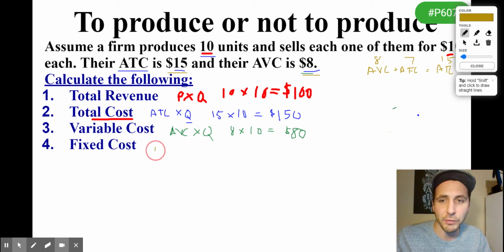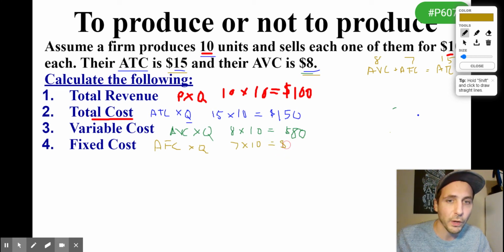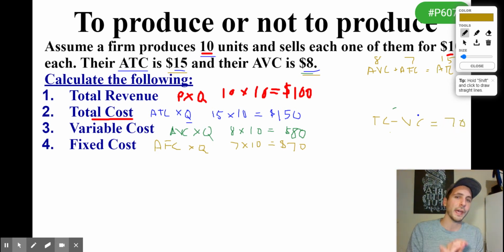And then I take average fixed cost, 7, times quantity, 10, 7 times 10, and that'll give me $70. Or I can simply take total costs minus my total variable costs. 150 minus 80, which will give me $70 as well. Okay, so that is my total fixed costs.